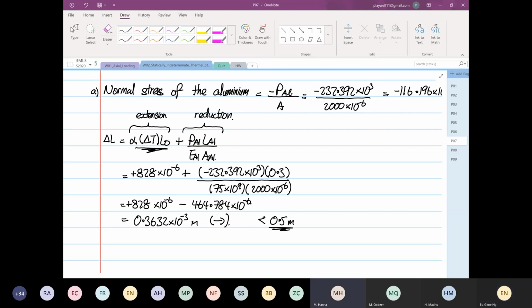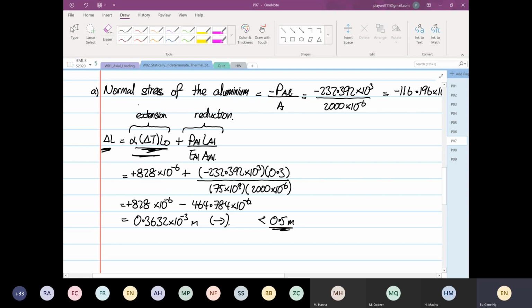Yes, I have a question here. When we calculate the change in the length, should we consider only the extension? No. Let me tell you why. Because there's a heat component you have to consider.